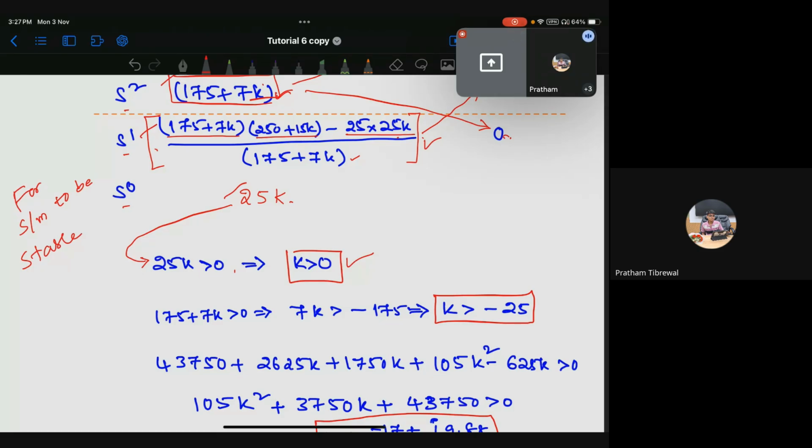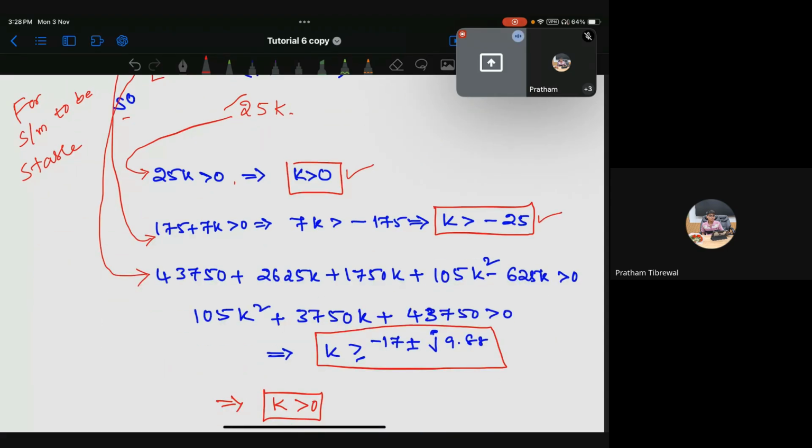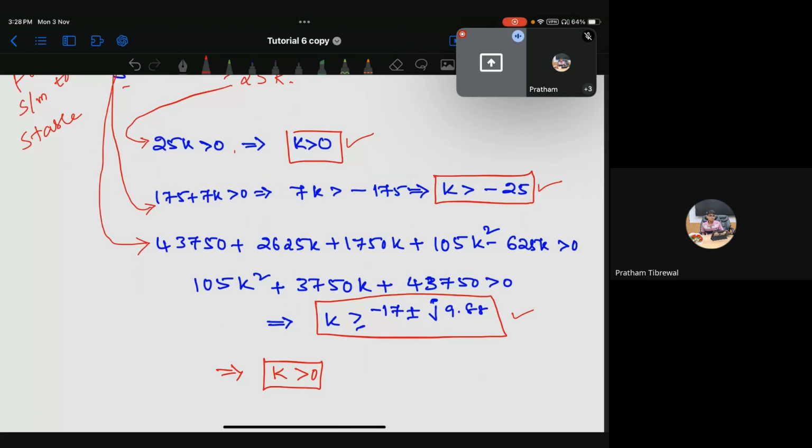Then the second expression, 175 plus 7k is greater than 0. So I got k is greater than minus 25. Then from the third expression, what do I get? k is greater than or equal to minus 17 plus or minus 9.88. So for these three, what is the common range?